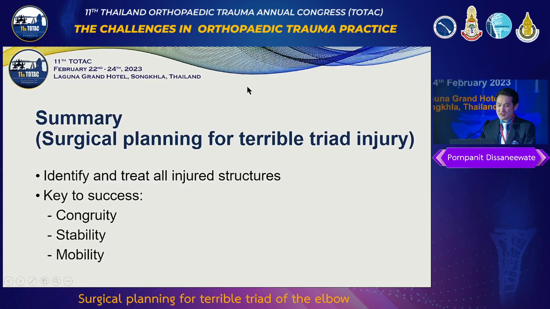So to achieve a good outcome in the terrible triad injury, you have to identify and treat all of the injured structures that may possibly occur in your patient. And the key to success is to make it congruity, stability, and mobility.